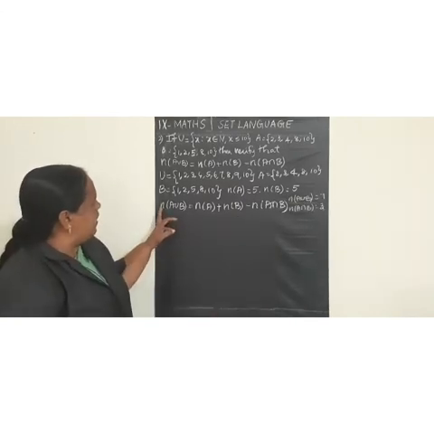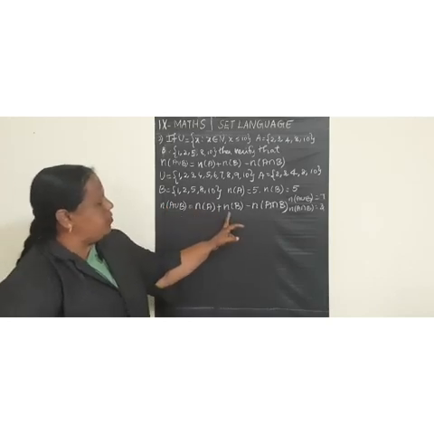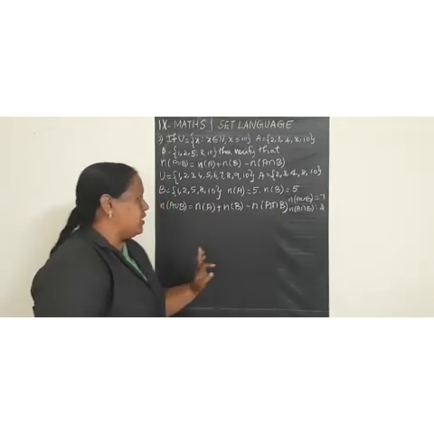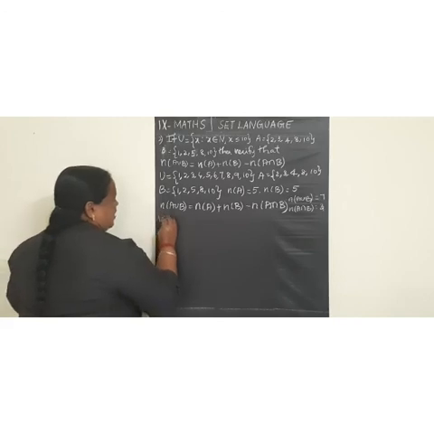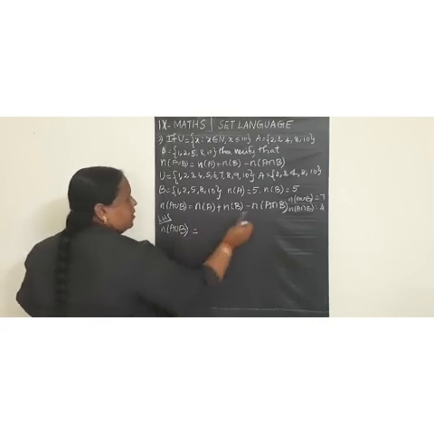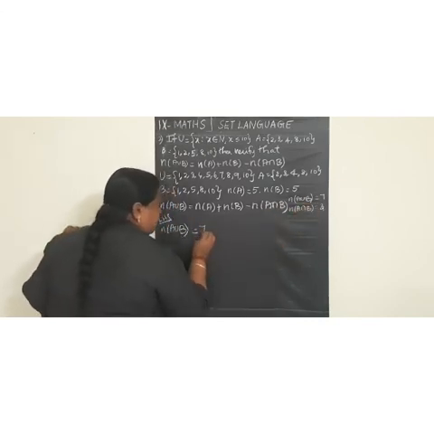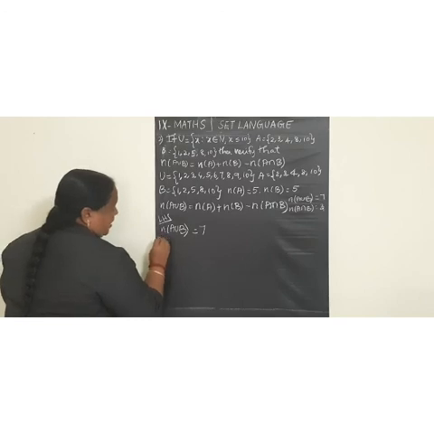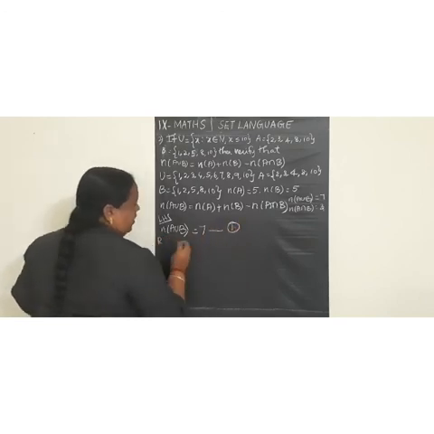Next we have to verify that n of A union B is equal to n of A plus n of B minus n of A intersection B. So now take the LHS side. LHS side is n of A union B. n of A union B we found is equal to 7. This one we mark as equation 1.